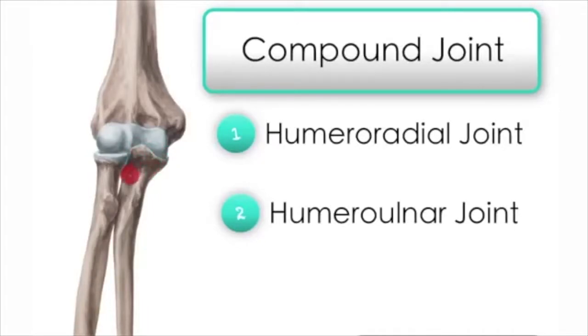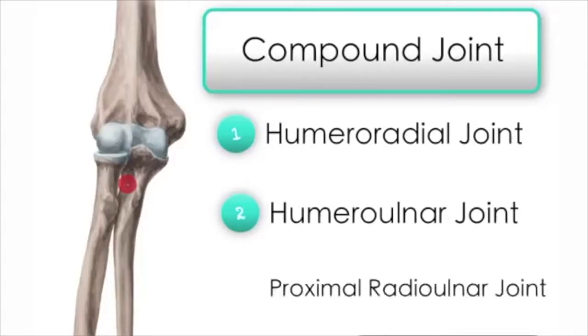Now there is the third joint that belongs to the elbow joint, and this is known as the proximal radio-ulnar joint. This is an articulation occurring between the articular circumference of the head of the radius, as you can see here, and then the radial notch of the ulna right here. So this is the proximal radio-ulnar joint.